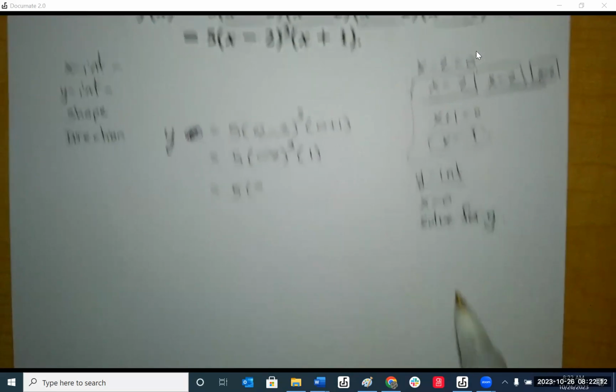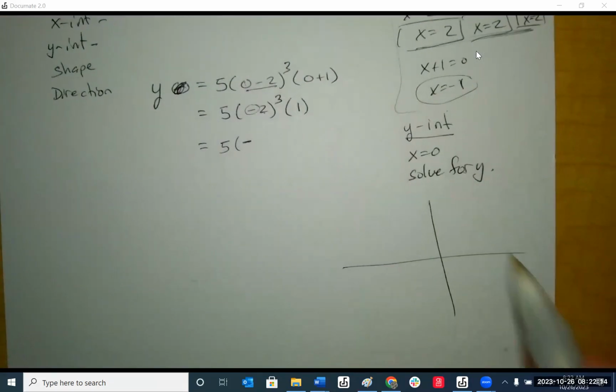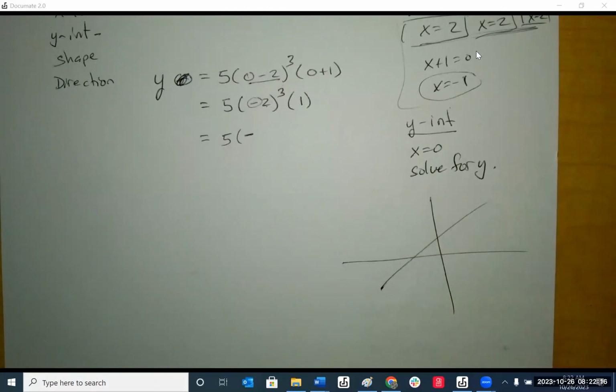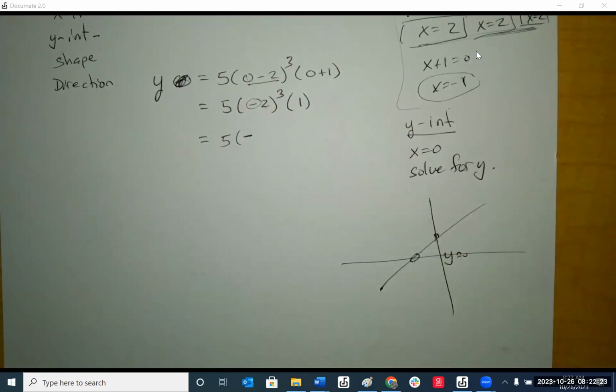Because we're looking for the intercepts. Is it from chapter 1? Well, yeah. So at the x-intercept, y is 0. For the y-intercept, the x is 0.